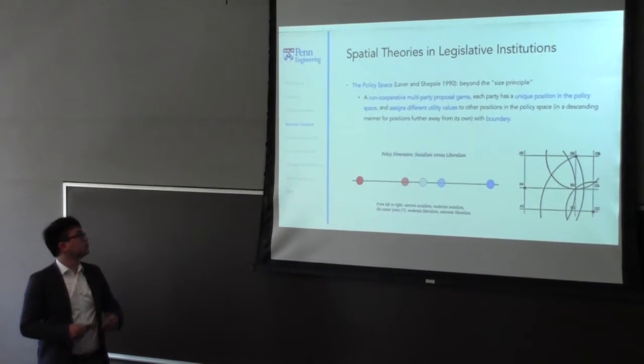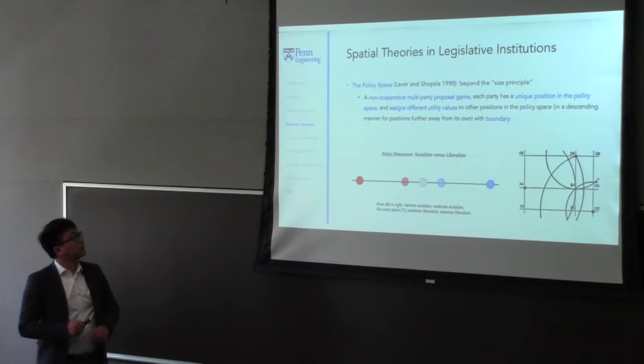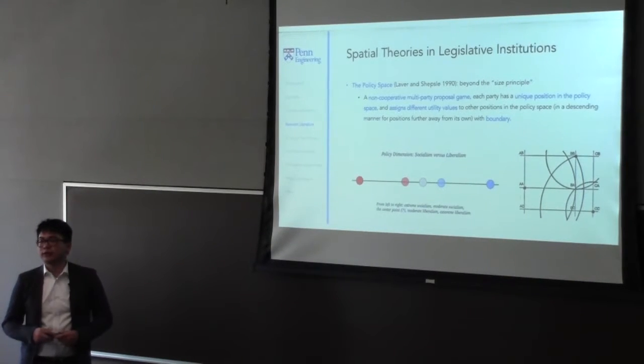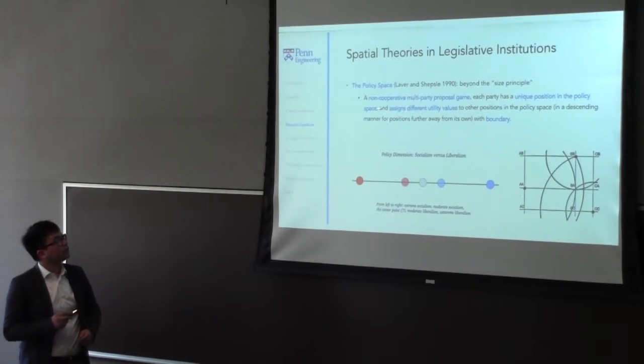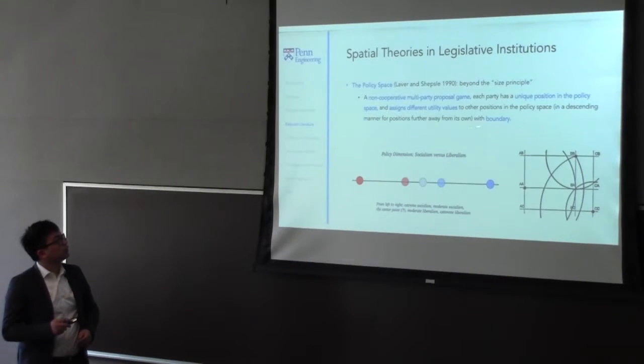But Laver and Shepsle studied a lot of real cabinet formation cases, and they say that, in a non-cooperative multi-party proposal game where each party has a unique position in the policy space and you assign different utility values, we're able to achieve results that correlate better with the empirical findings. The policy space is simply a Euclidean space with directions, and on each dimension you have opposing views on a singular issue.